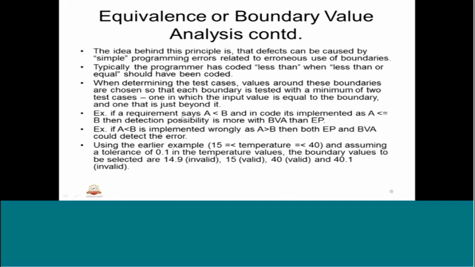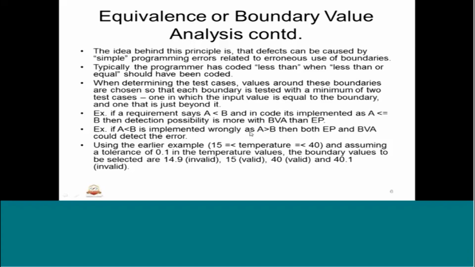So example, let's see, if a requirement says A less than B and in code it is implemented as A less than or equal to B, then detection possibility is more with BVA than EP. BVA means boundary value analysis, EP is equivalence partitioning. So this will bring out the issue of the boundary values when the implementer has implemented wrongly as against A less than B, like A less than or equal to B.